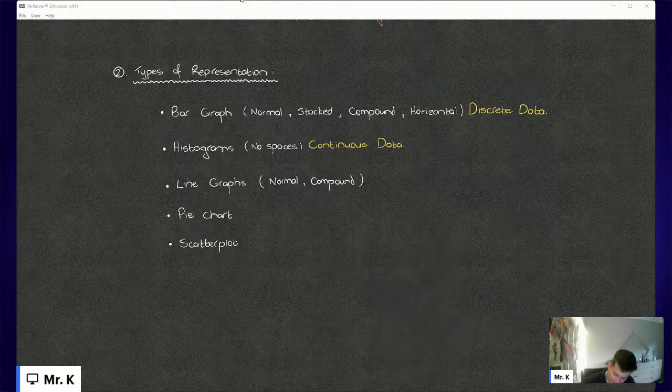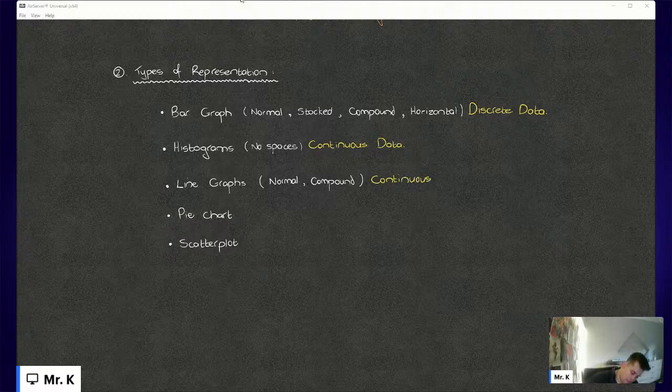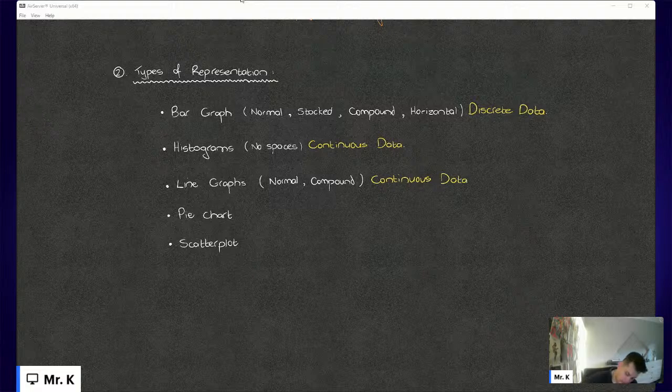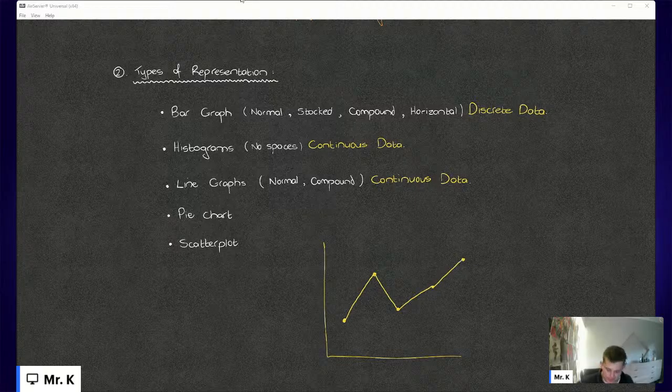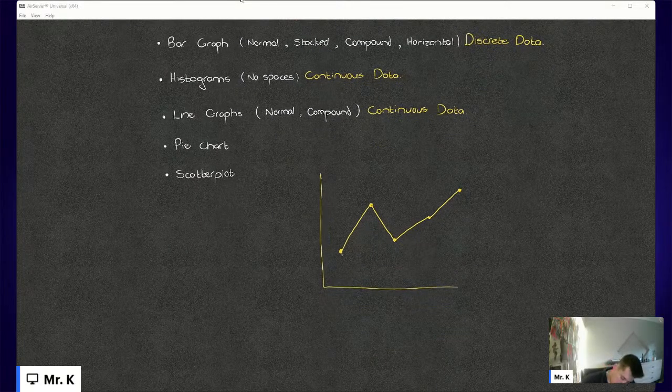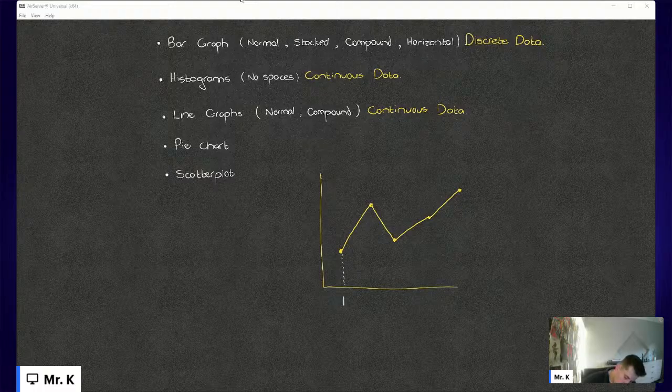Okay, line graphs, guys. Line graphs are best for continuous data. We do not use discrete data on a line graph, right? So when I create a line graph and I plot all of these different points, the reason why I connect the points is to show what happens between 2 points in time. So for example, over here, this is maybe day 1 and this is day 2.